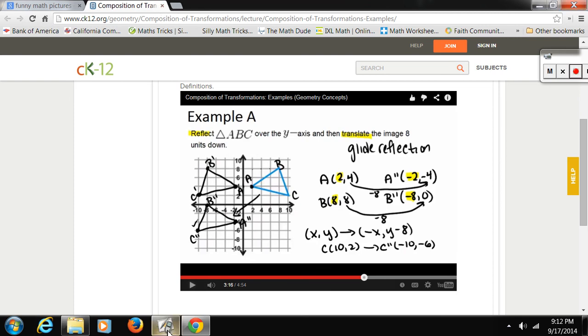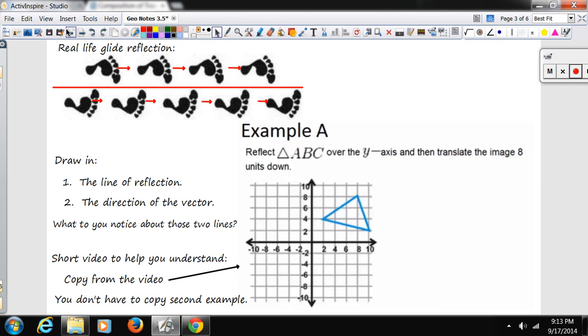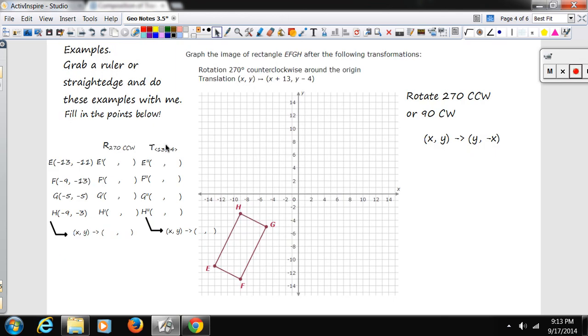Okay, let's go back here. All right, moving on. A couple of things that I want you to see. Let's try a couple here now. Now, this may not be a glide reflection. This is just a composition that we want to find one rule for. So we want to rotate 270 counterclockwise around the origin, and then we want to translate it 13 to the right and 4 down.